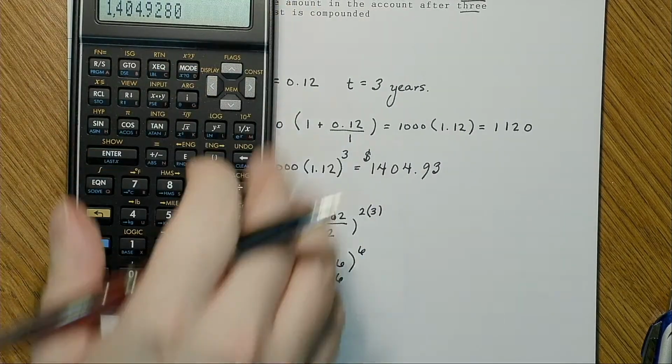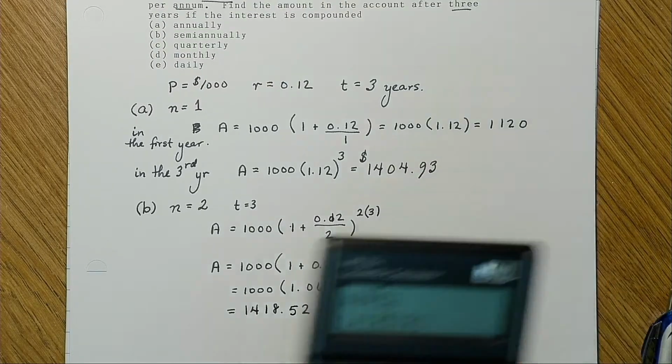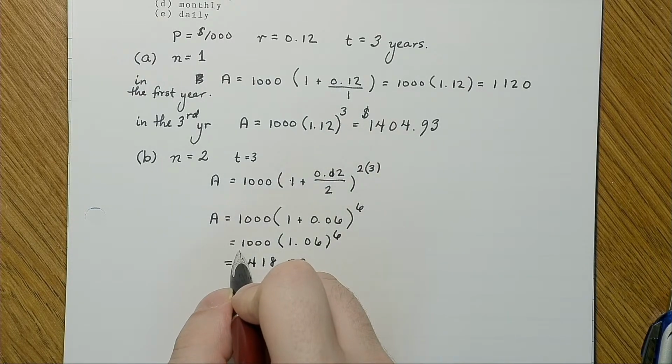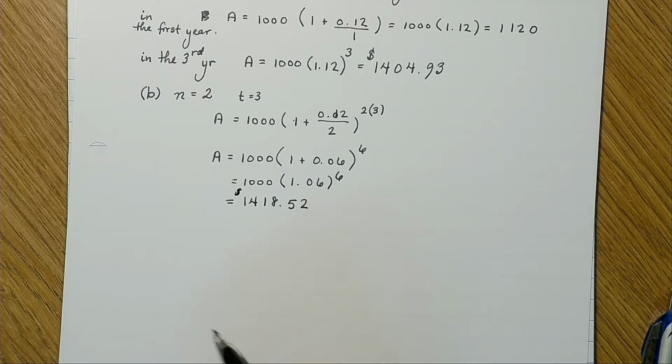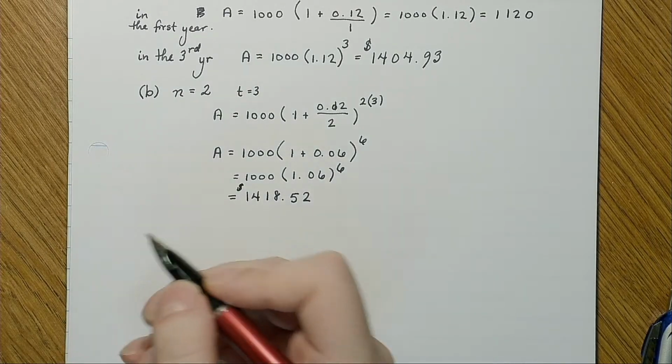I'll bring out the calculator. 1.06 to the 6 times 1,000, so I get 1,418.52. So you notice I got a little bit more interest than if I compounded annually. Perfect. Excellent.